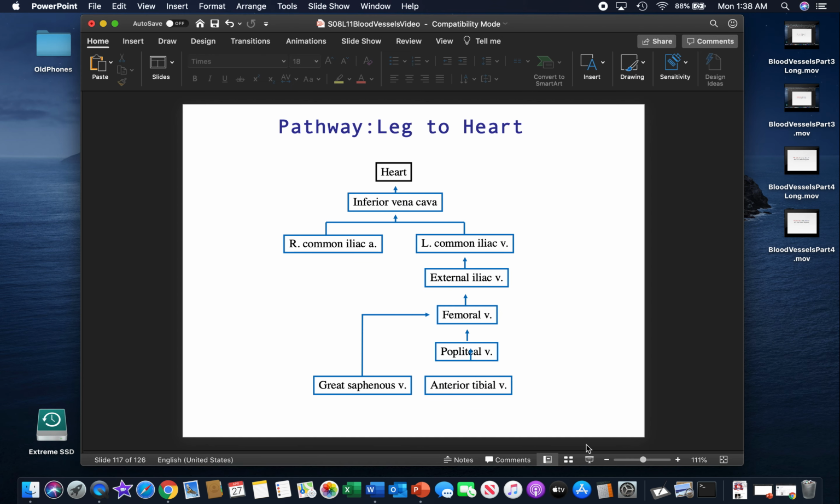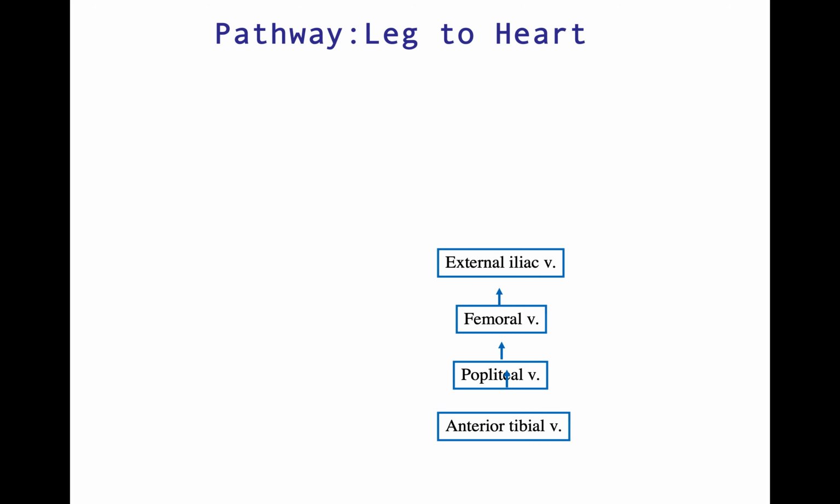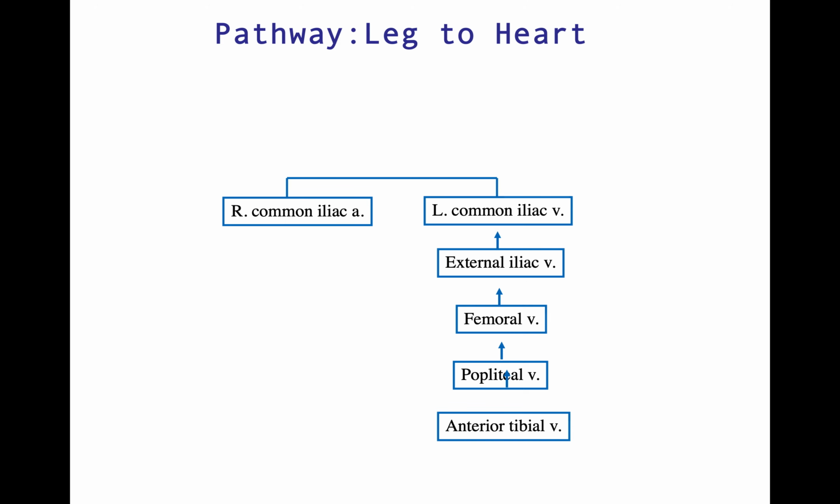Oh, there's an arrow that's messed up there. I'll leave it there. Okay, so anterior tibial vein to popliteal vein to femoral vein. We're basically going backwards, right? External iliac vein, common iliac vein, inferior vena cava, right? So the two common iliacs merge, inferior vena cava, back to the heart.